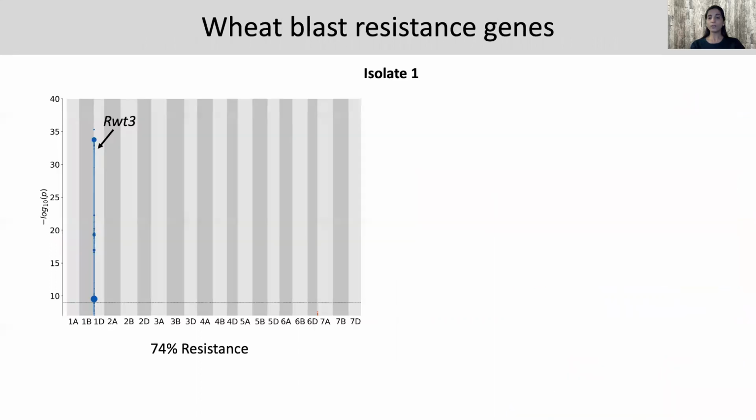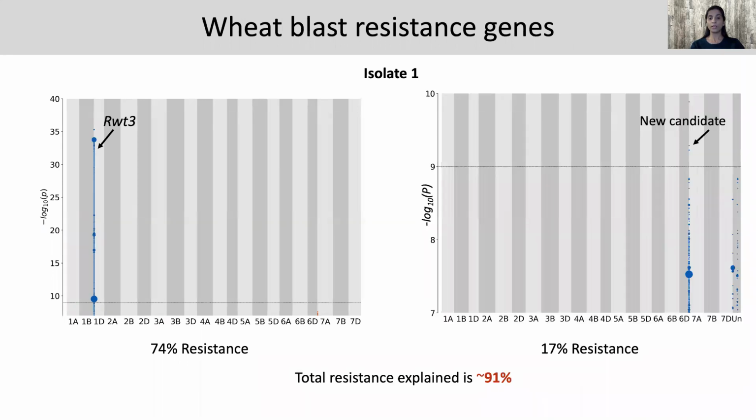The panel was phenotyped with two different isolates of wheat blast. With the first isolate, we got a clear peak on chromosome 1D, which led to the discovery of an iconic wheat blast gene, RWT3, which was involved in the host jump of this pathogen. The second candidate for this isolate was found on chromosome 7A. Both these candidates together explain 91% of the resistance in the panel.